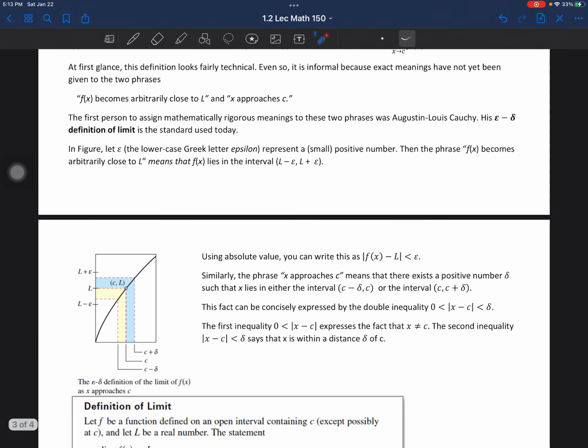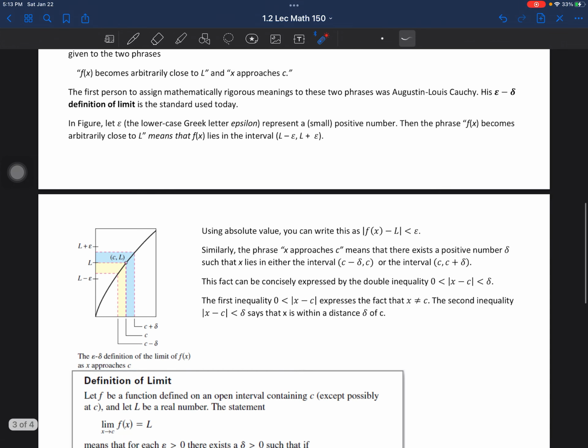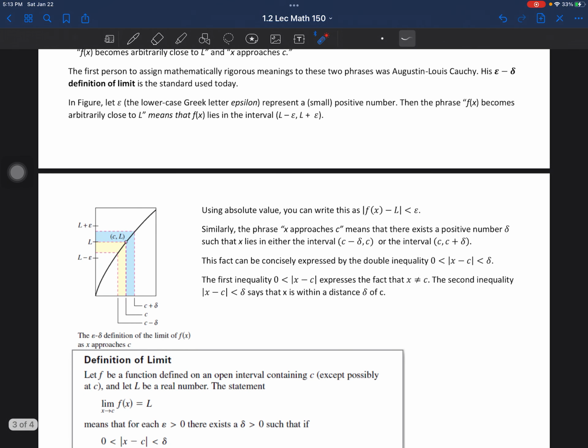The first person to assign mathematically rigorous meaning to these two phrases was Augustin Louis Cauchy. His approach used the epsilon and delta definition of a limit, and this is the standard used today. In the figure below, you will see the value epsilon, which is a lowercase Greek letter that represents a small positive number. Think of epsilon as a number that is very small, such as 0.0005, right? That's a small number.